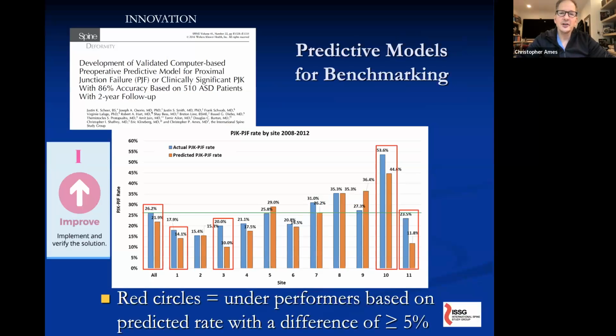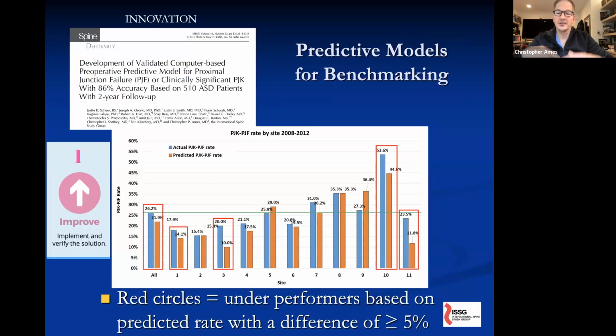And so we started to use predictive modeling to do this, where we actually quantify the patient's bone mineral density, we quantify the patient's frailty and other aspects of their comorbidity, their age, the magnitude of procedure they were having.